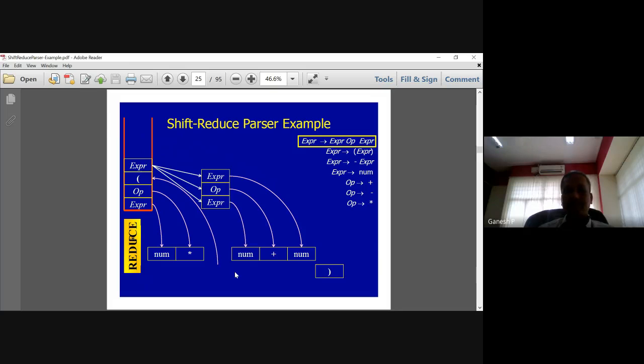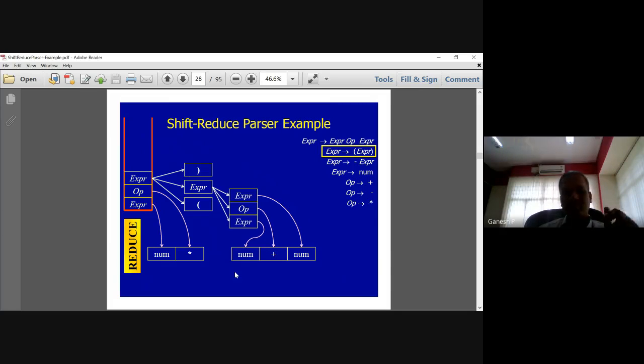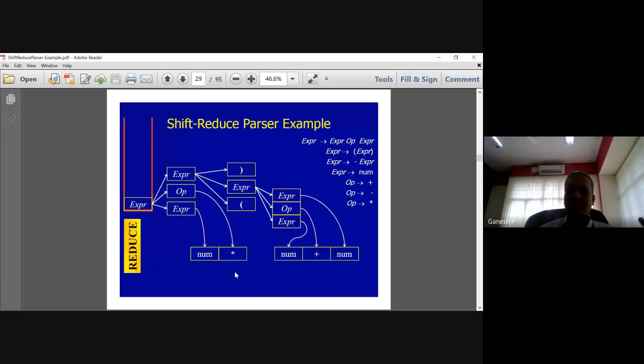Agree? Now we are left with a right parenthesis. Right parenthesis will be shifted now. When right parenthesis is shifted, left parenthesis, EXPR, right parenthesis can be converted into EXPR. That's what we have done now. Once that is done, we are left with EXPR operation EXPR. That also becomes an EXPR. So the entire input finally ends with a single EXPR.